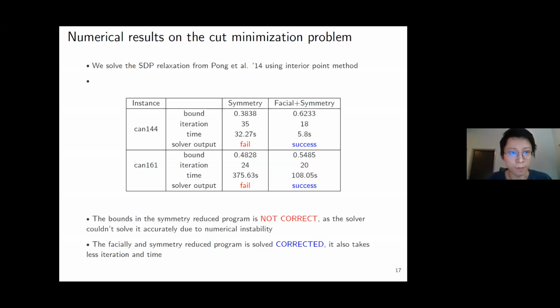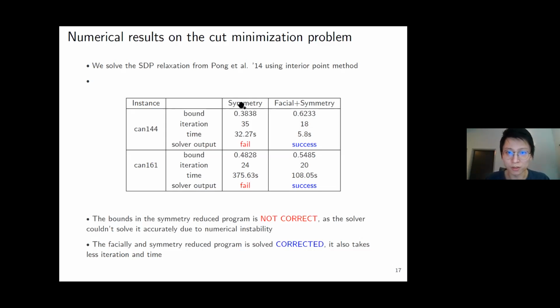Here, we solved the SDP relaxation for the cut minimization problem using the interior point method. So let's see what we get. This is the instance we have solved. We have the bound, iteration count, time, and what the solver said to us at the end when it finishes. Here in the third column, we are solving the symmetry reduced problem. And in the fourth column, we are solving the facially and symmetry reduced program. So note that for both the original program and the facially reduced program, we cannot solve it at all because the size is too big, it crashes your machine.